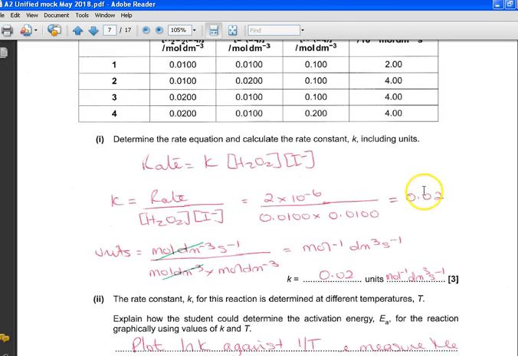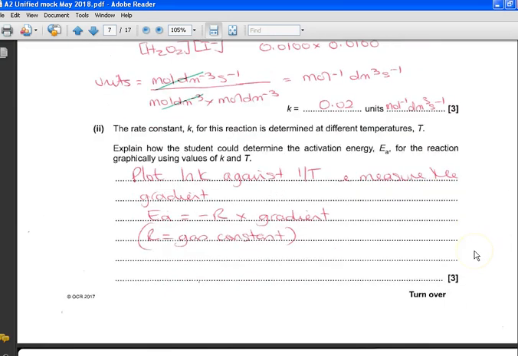Yeah, so to work out the value, I took the values from here, 0.01, and 2 times 10 to the minus 6 from here, and then the units, of course, I just wrote them out and cancelled out what I can. I have to bring this one up, so I put in my reciprocal value, so moles to the minus 1, dm to the 3, seconds to the minus 1, because that's staying on the top. Straightforward, really, for 3 marks.